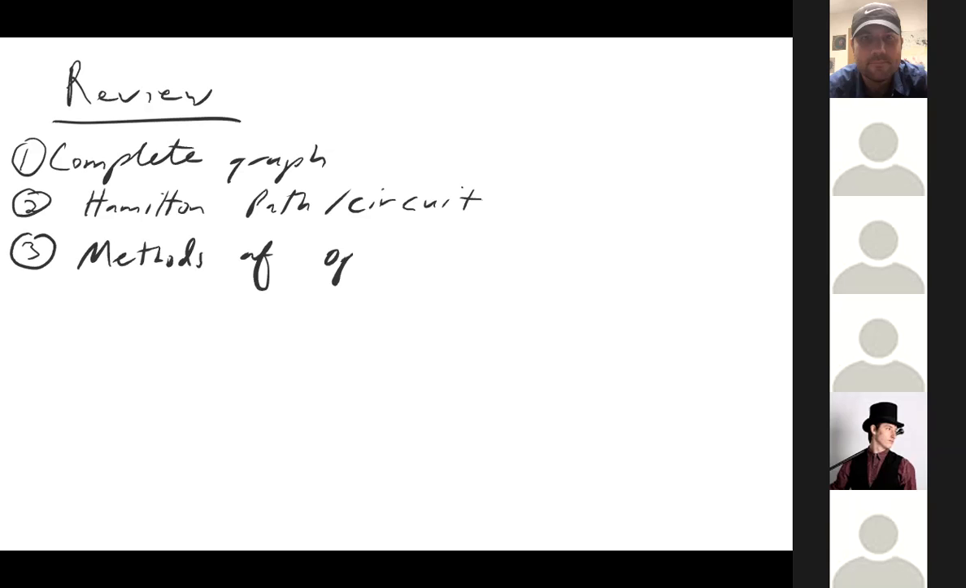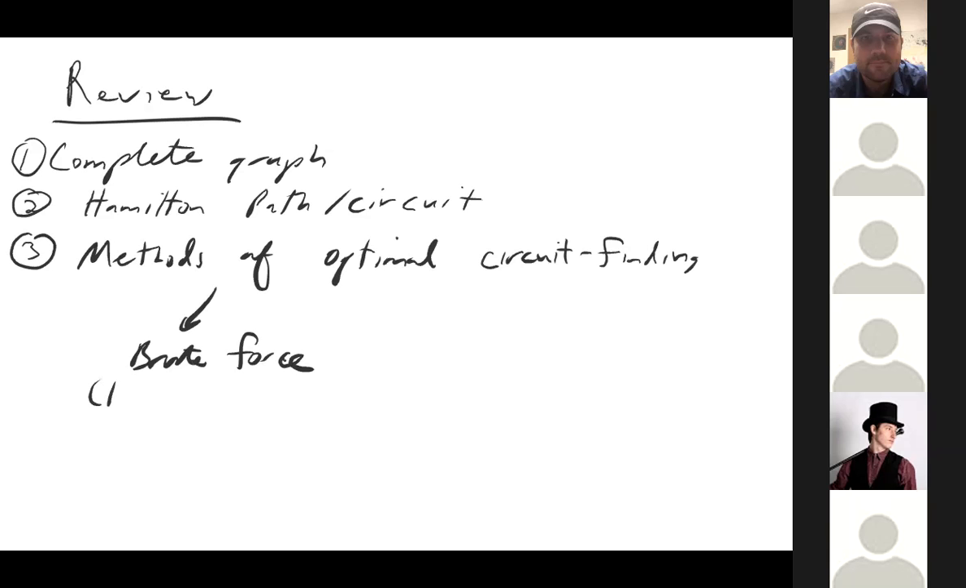Okay, then we talked about two methods of optimal circuit finding. We talked about brute force, which is try every one of the n-1 factorial options. That's a really long, laborious way to do it, right?